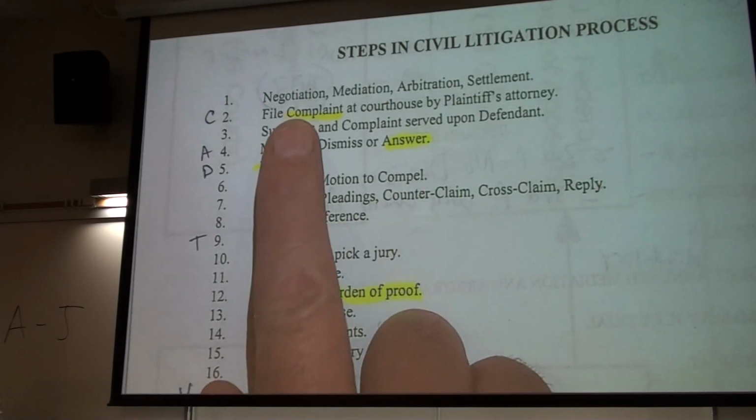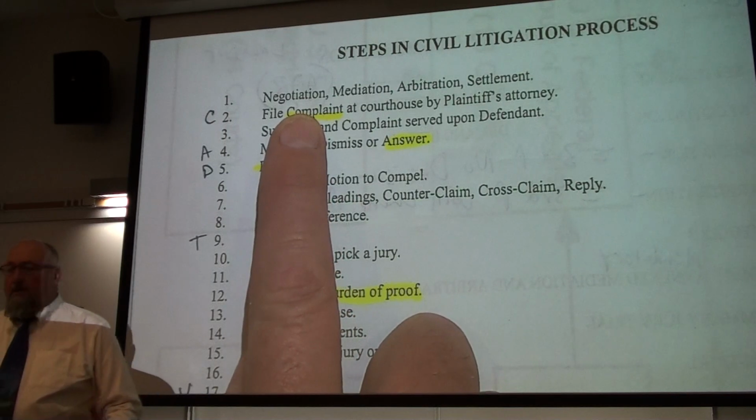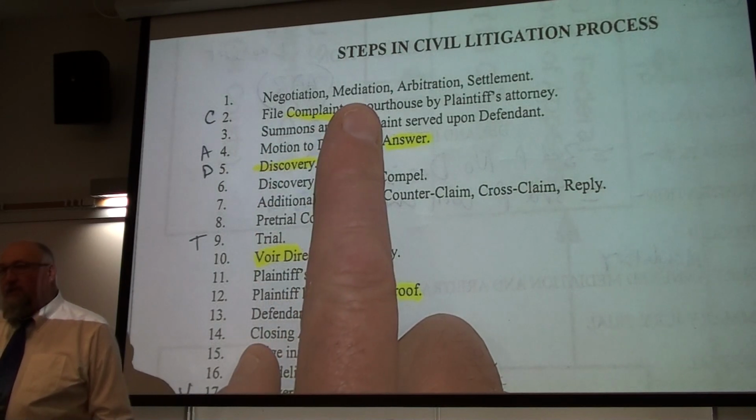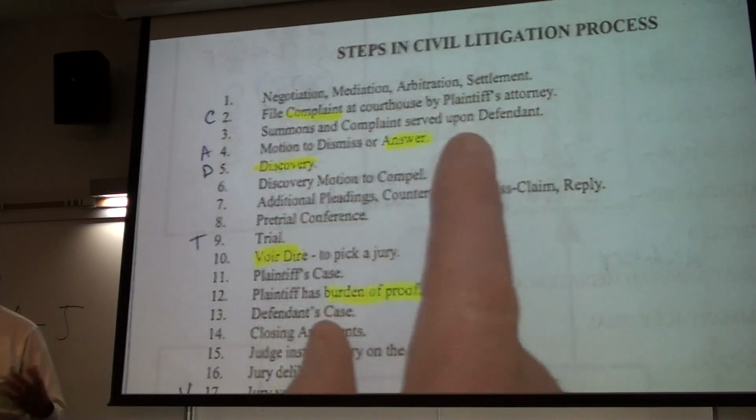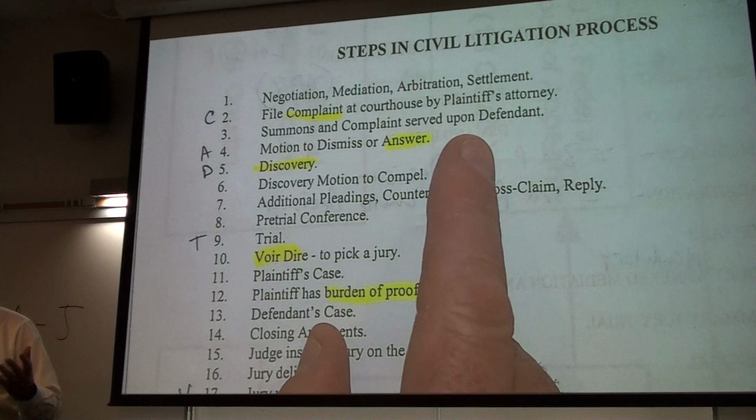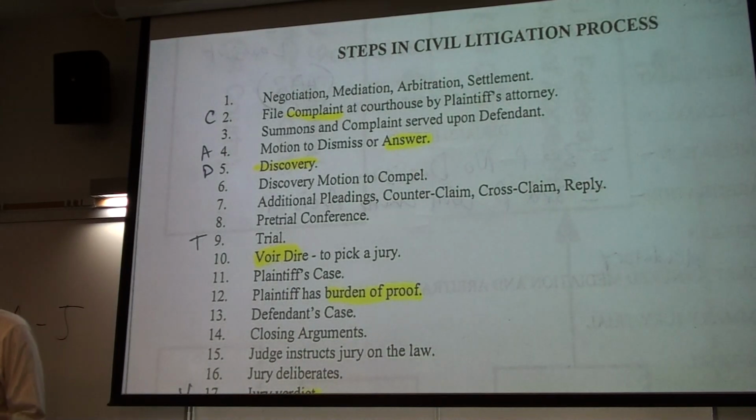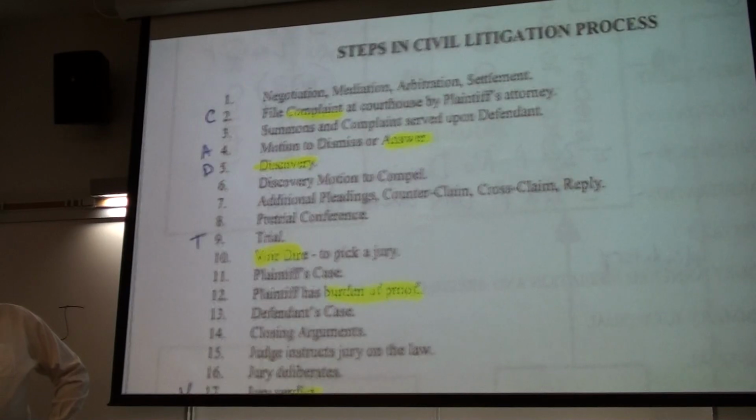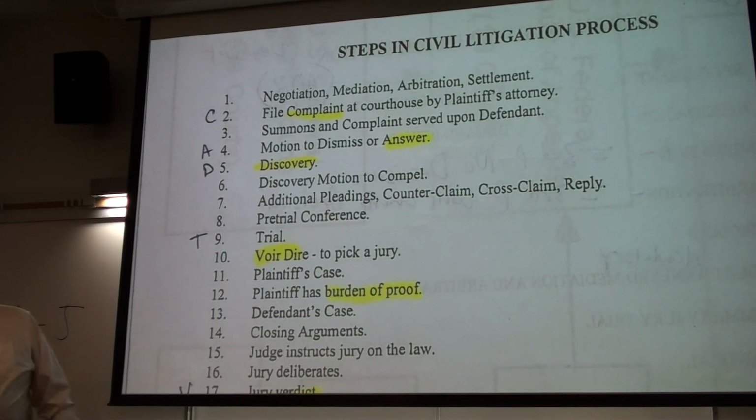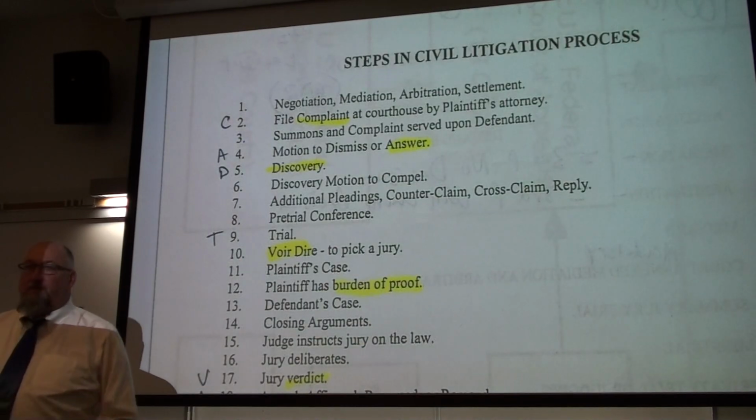So as I talked about last time, first thing is we're going to try to negotiate the case. Maybe we'll do mediation. If that doesn't work, maybe an arbitration. Try to settle the case if we can. But if we're not able to, that leads us to the first step. So the first step in a civil lawsuit will be to file the complaint right here. Okay, file a complaint at the courthouse by the plaintiff's attorney.